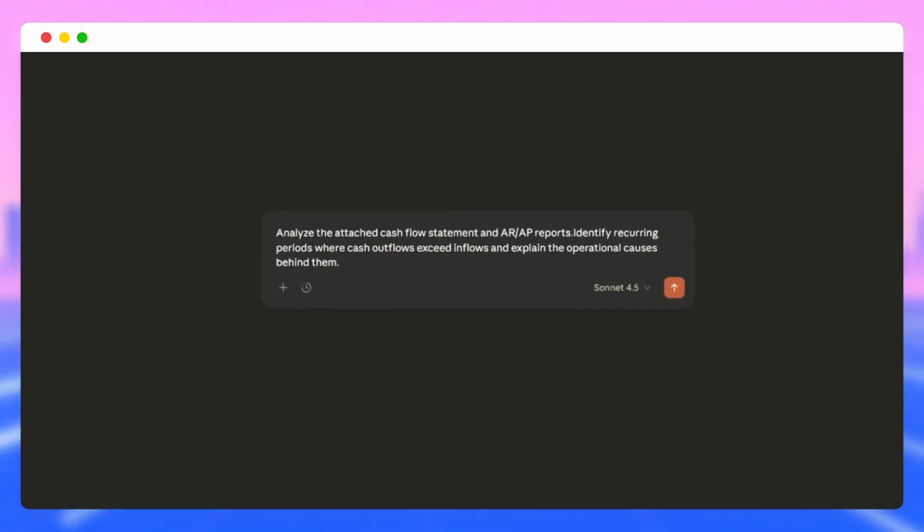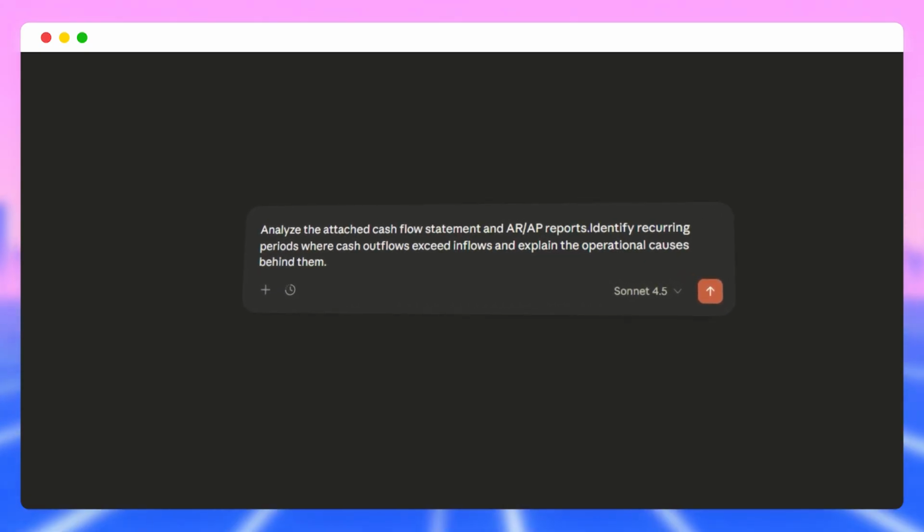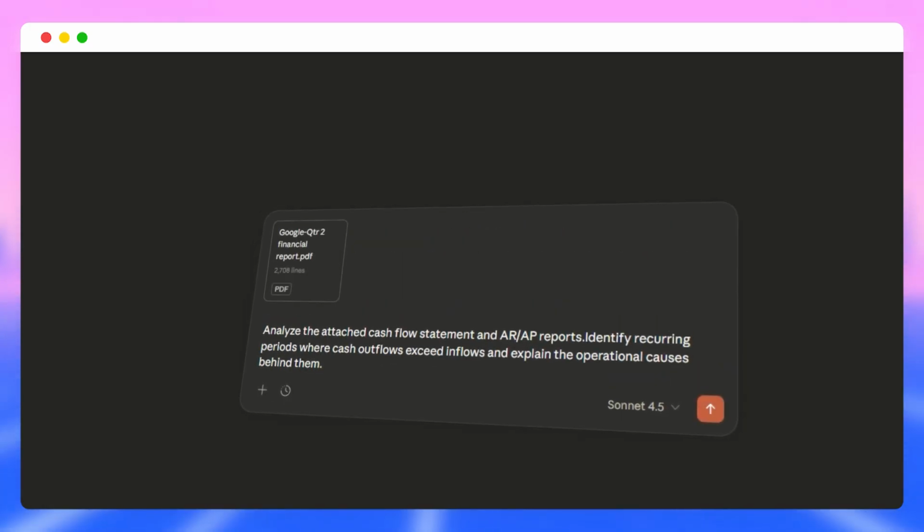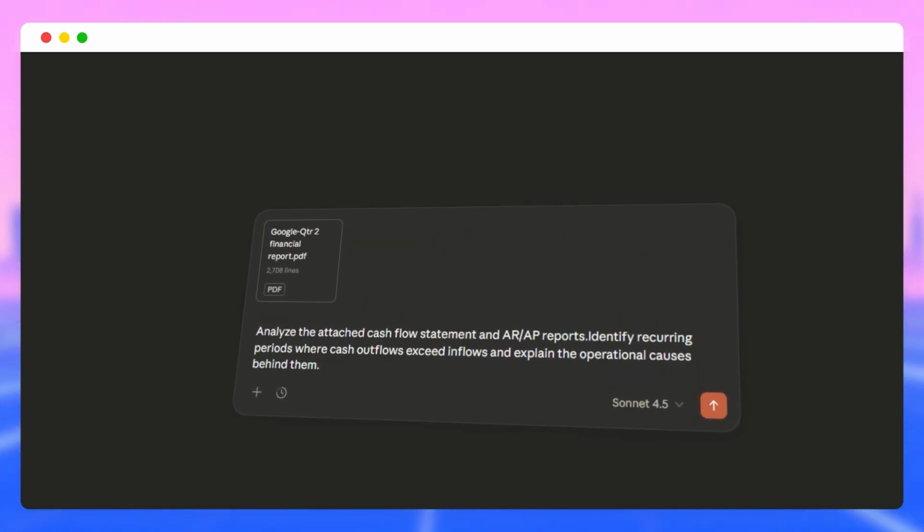You can use this prompt. Analyze the attached cash flow statement and AR/AP reports. Identify recurring periods where cash outflows exceed inflows and explain the operational cause behind them.